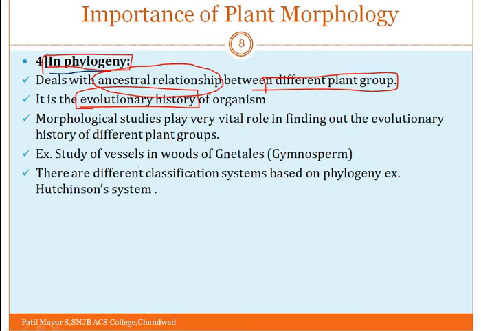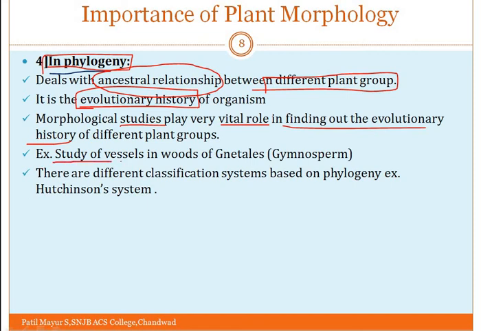Now, how does morphology help in phylogeny? Morphological studies play a very vital role in finding out evolutionary history. If two different plants have similar morphological characters, then their evolutionary history can be traced. Some guess can be made, like: these two different plants have the same ancestor, or they may have evolved from a single ancestor. On which criteria can we predict it? By studying the morphological characters.